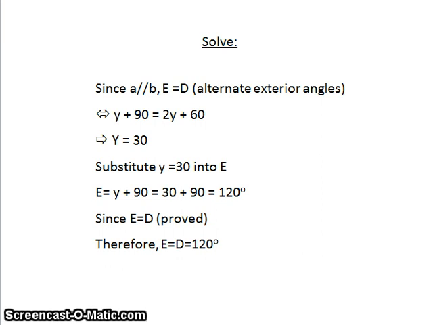Then substitute y equals 30 into angle E. You will have y plus 90 equals 30 plus 90, which equals 120 degrees. Since E and D are equal, which has been proved before, you will have E equals D equals 120 degrees. I have two more examples of each problem we have gone through for you to try out to see if you understand this lesson today. Enjoy!